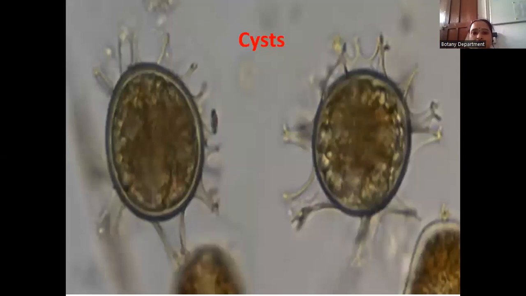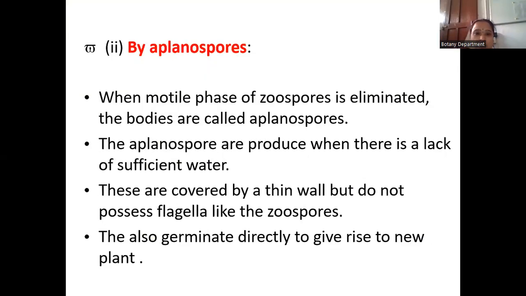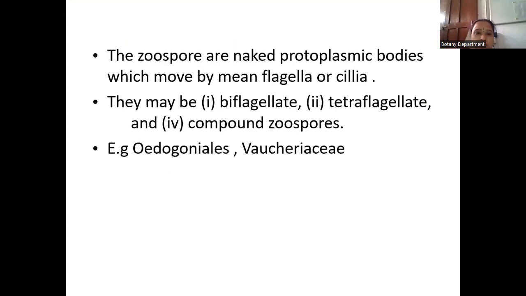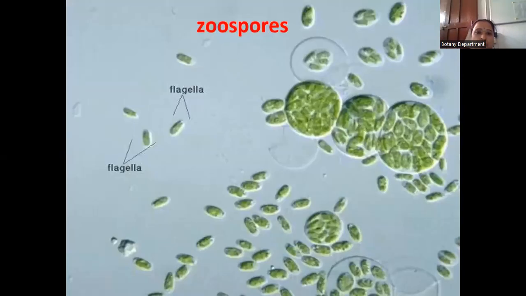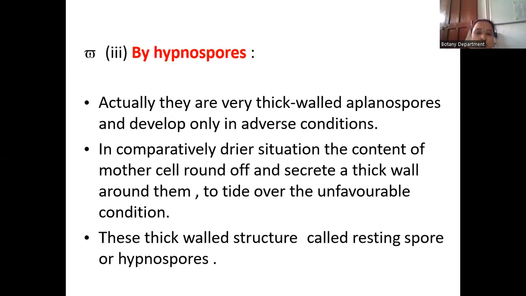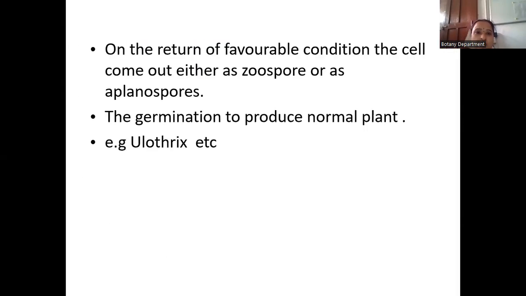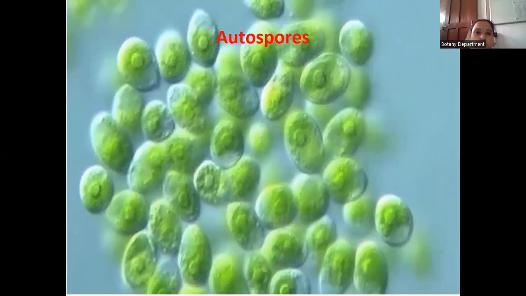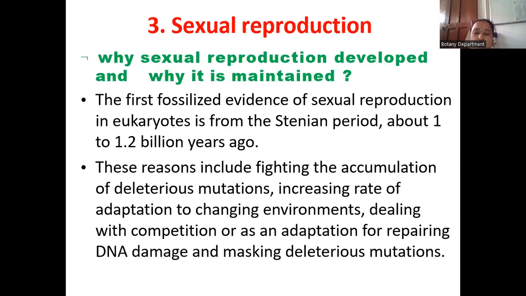These are the asexual reproduction types. Different types of spores are there in asexual reproduction: zoospores, aplanospores, hypnospores, palmella stage, and next autospores, endospores, cysts, and exospores also, same like that. These are the types under asexual reproduction.